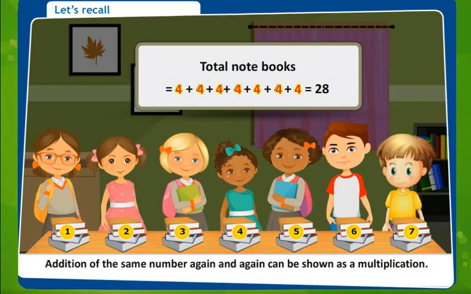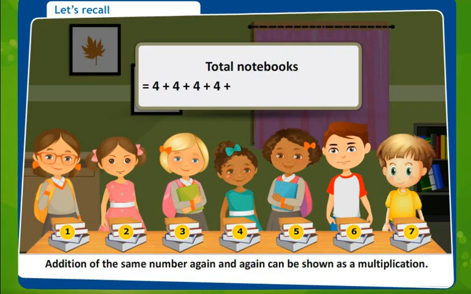Addition of the same number again and again can be shown as multiplication. So now, instead of writing 4 plus 4 plus 4 plus 4, we can write 4 multiplied by 7, which is equal to 28. So even if we add 4 7 times or multiply 4 into 7, the answer remains the same.